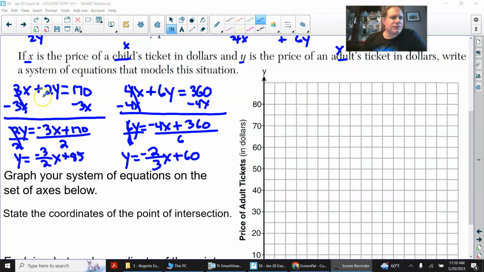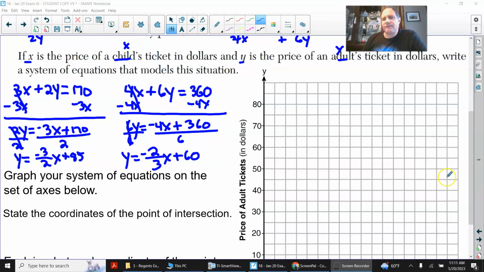So what I did was minus 3x on both sides, then divided by 2 to get the y alone, and it's negative 3 over 2x plus 85, so 170 divided by 2. On this one, you just minus the 4x on both sides. You get 6y equals negative 4x plus 360 divided by 6, and you get negative 2 over 3x plus 60.